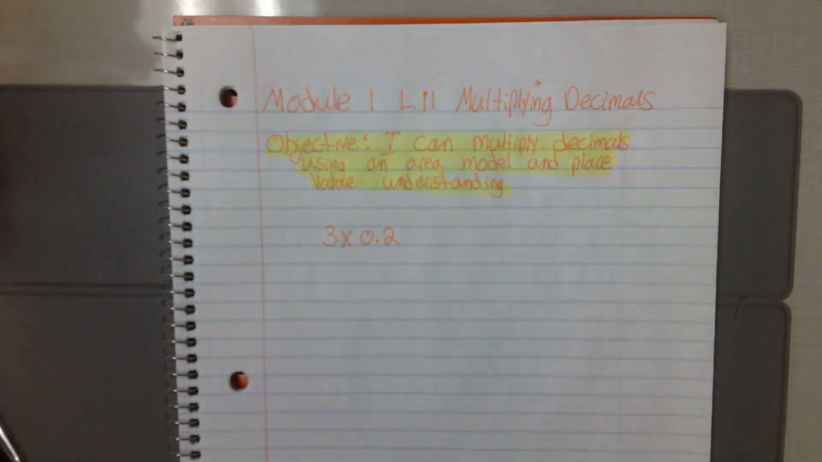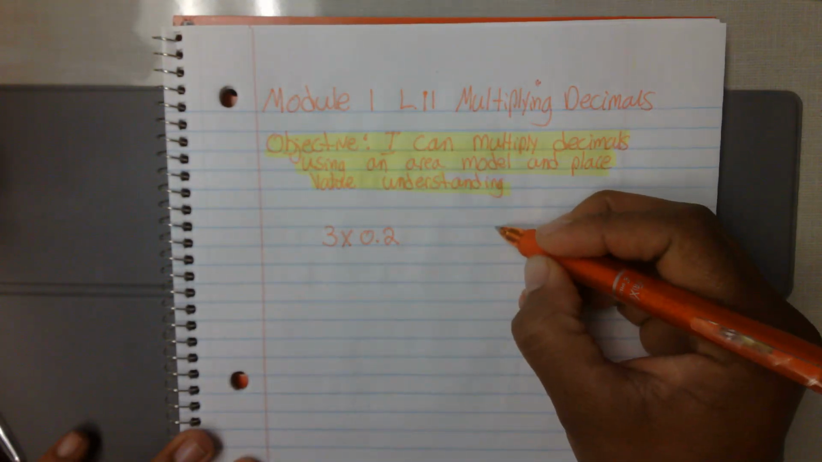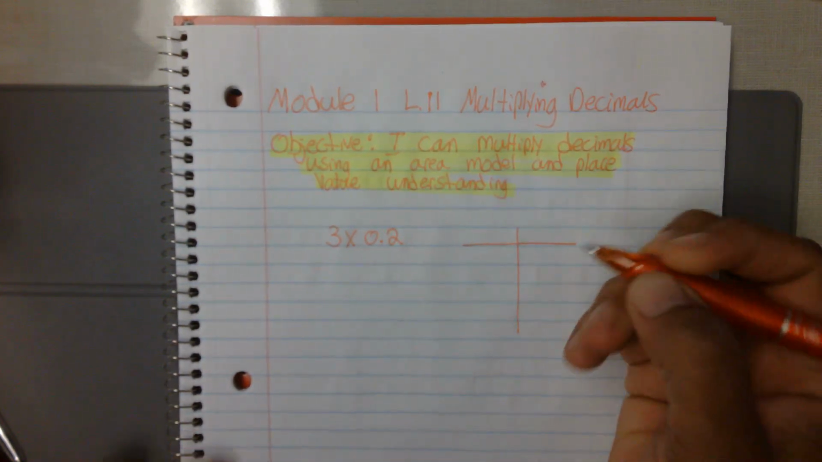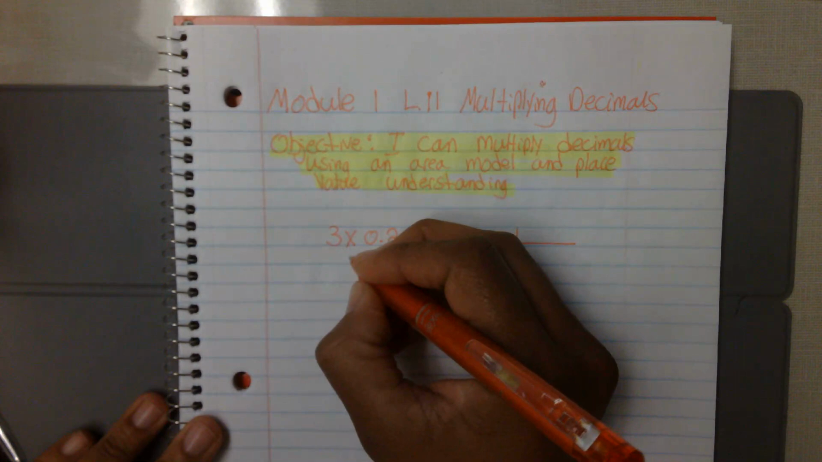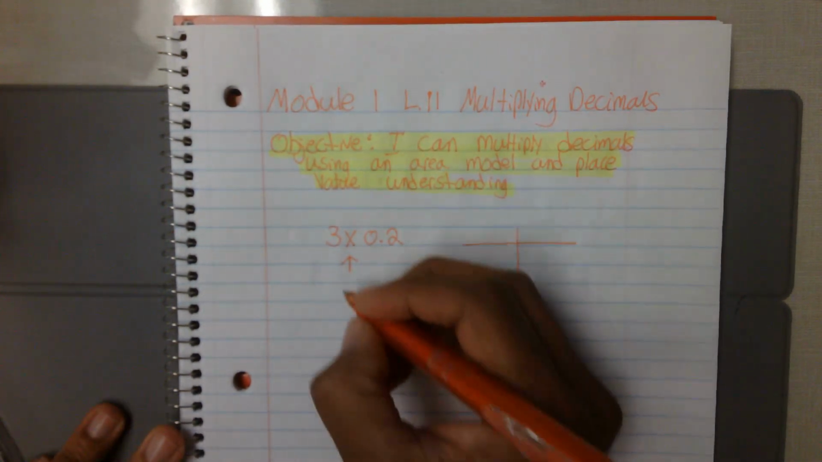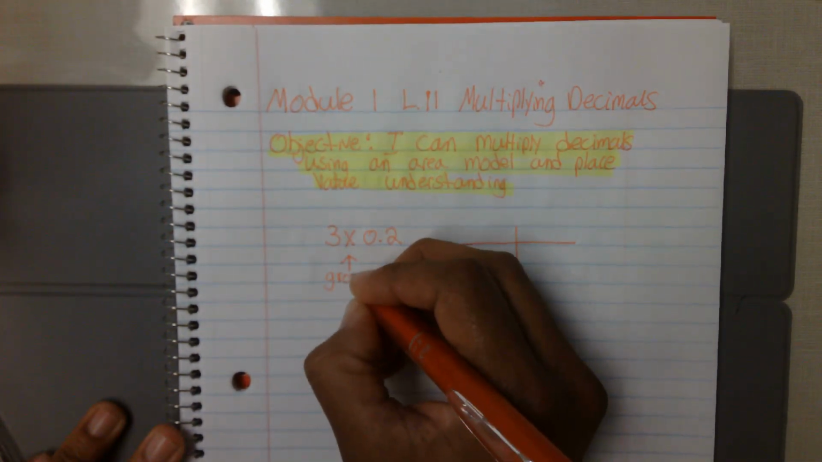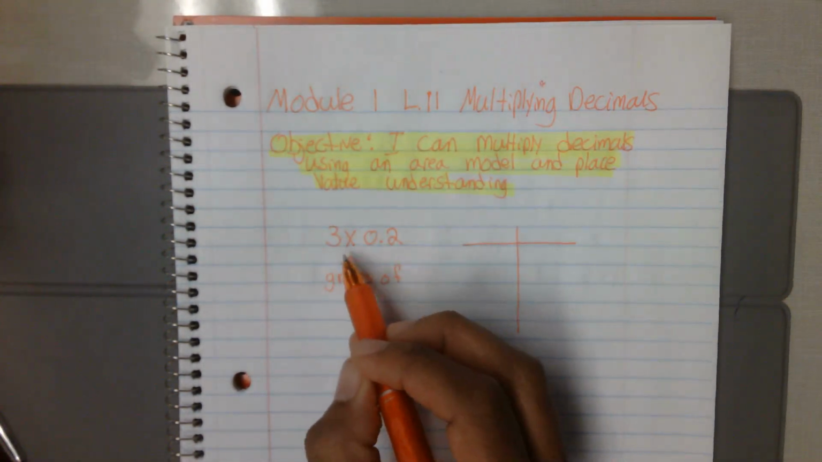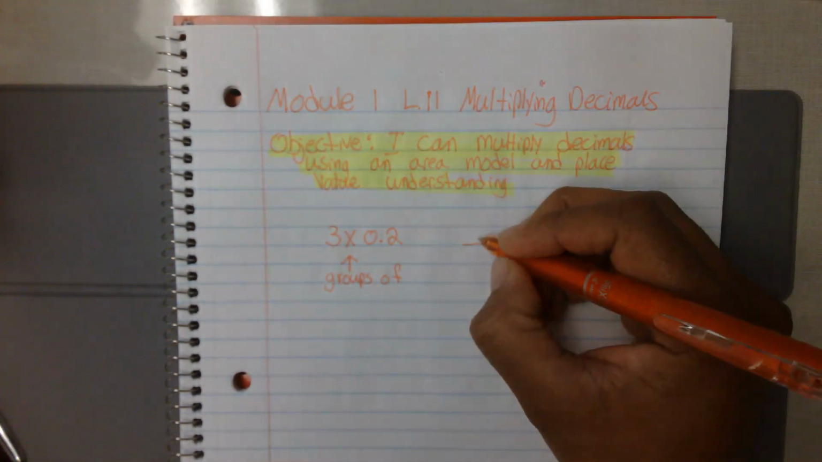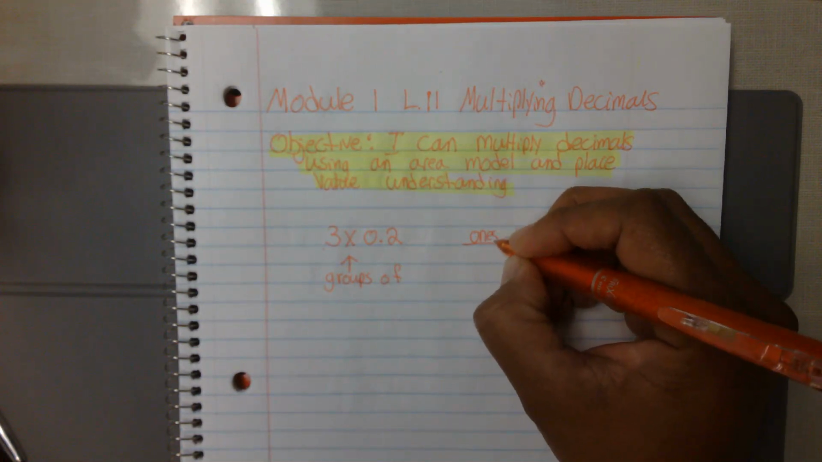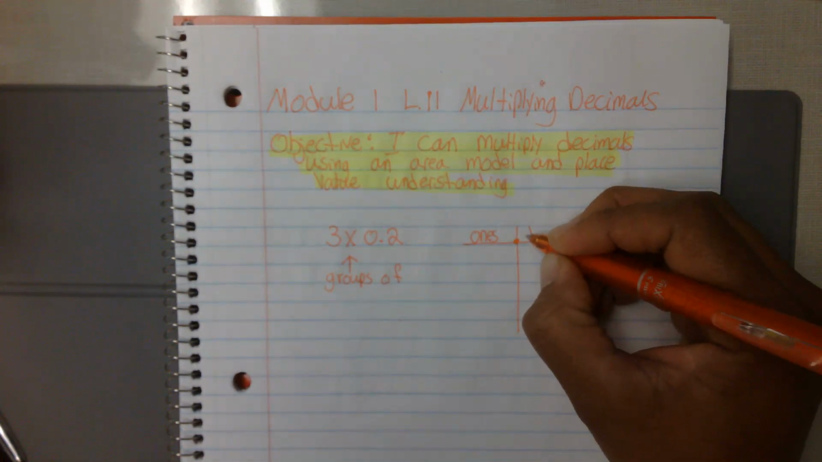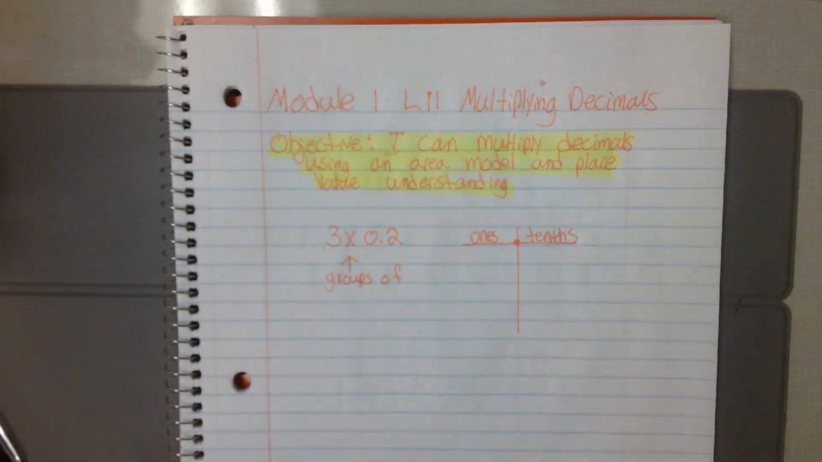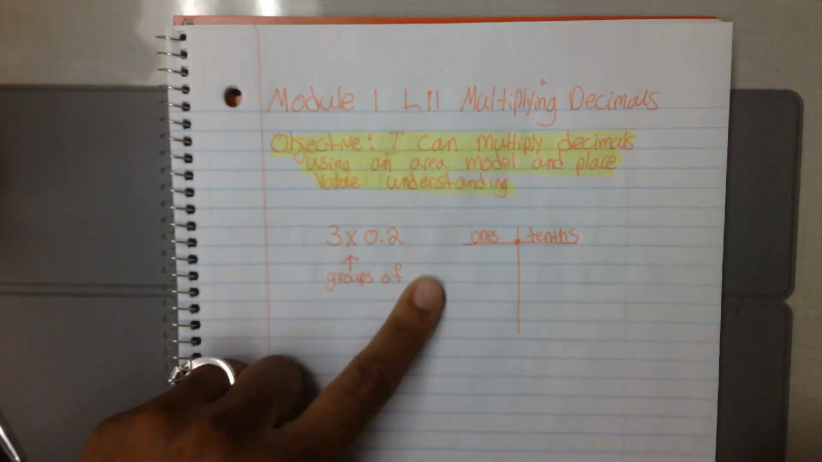Okay, so what I want you to draw over here is just this quick little place value chart. We're going to represent, and remember this multiplication actually means groups of. Okay, so we have 3 groups of 2/10. So we're going to place this as our ones, put a decimal here, and this is going to be our tenths. So what we're saying in our picture is I need to make 3 groups of 2/10.